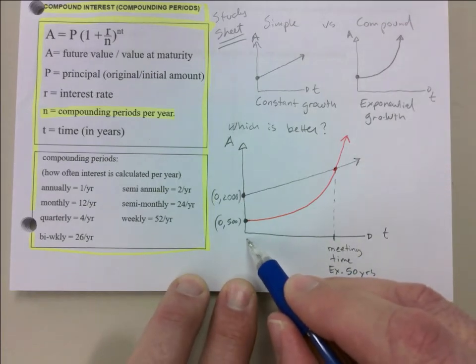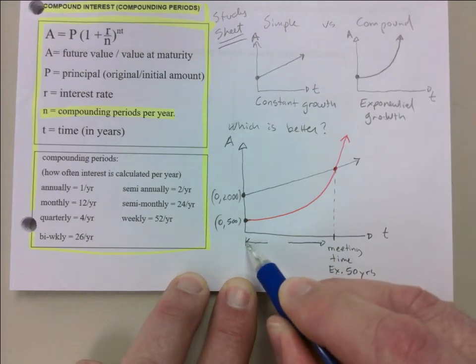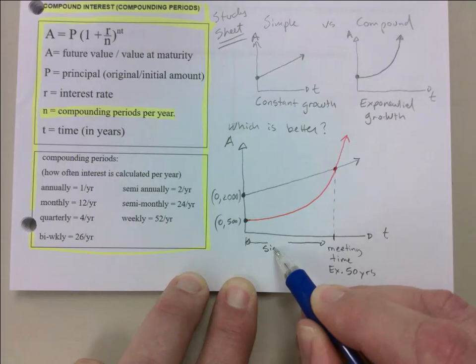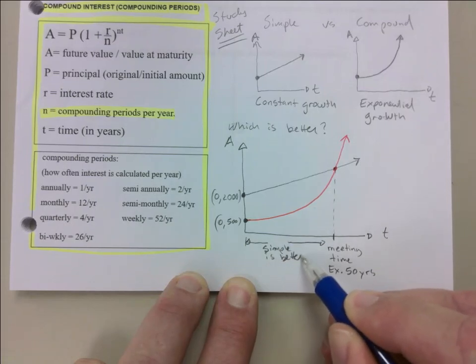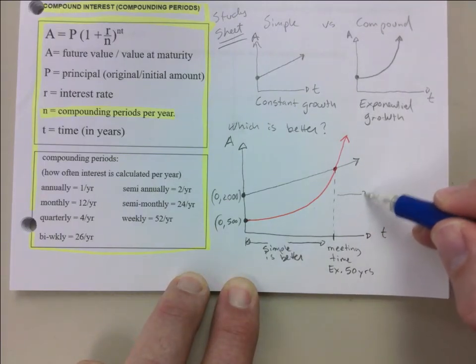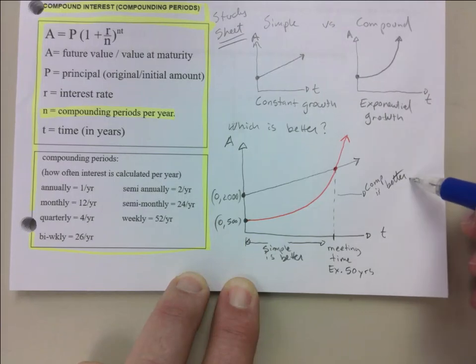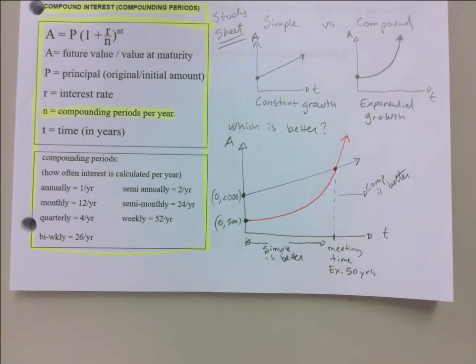So I will just say this. Anywhere in here, simple is better. Can you see that? Anywhere here, compound is better. What's your homework? Formulas, yes. Add this to your study sheet.